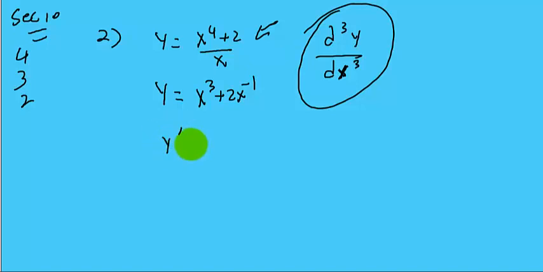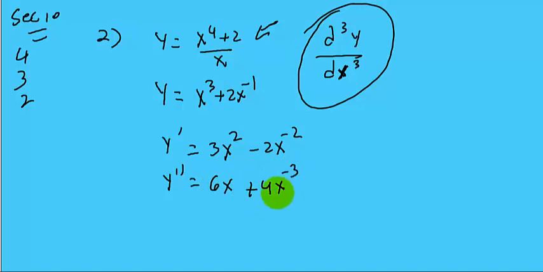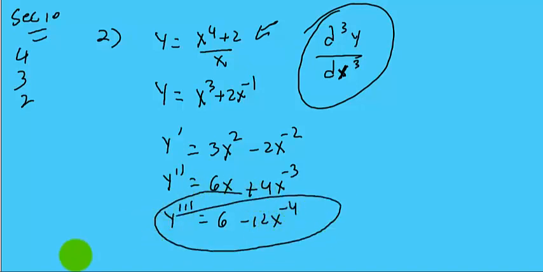Now, that was the hardest part. The derivative is 3x squared minus 2x to the negative 2. Second derivative is 6x plus 4x to the negative 3. And the third derivative is 6 minus 12x to the negative 4. And you are done. Now, can you imagine doing this using the quotient rule?